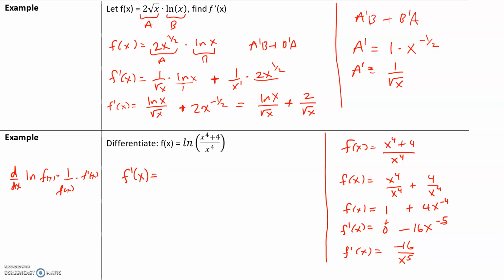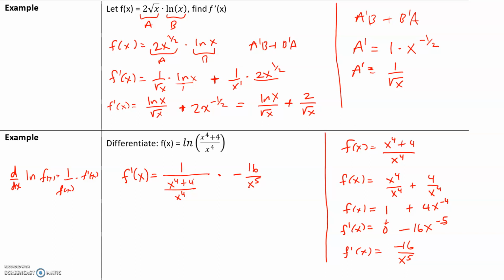So f prime of x is going to be 1 over this term. So it's going to be 1 over x to the fourth plus 4 divided by x to the fourth. So that's 1 over this term times the derivative of this, which came out to be negative 16 over x to the fifth. The derivative of this whole thing, we calculated that on the side, and that came out to be negative 16 over x to the fifth. So because of the chain rule, we have to multiply this by the derivative of the parentheses. Let's simplify this a little bit.